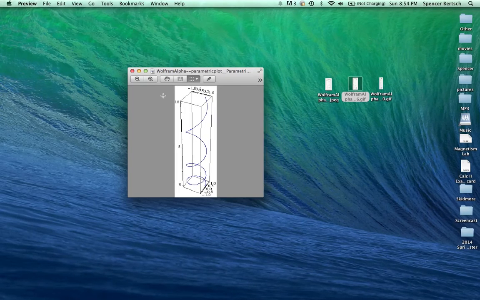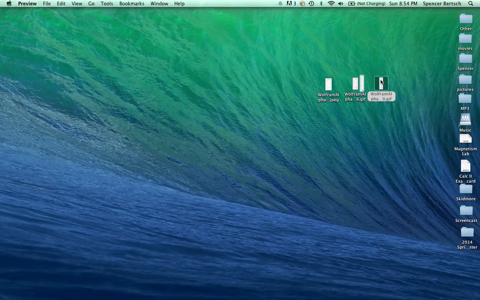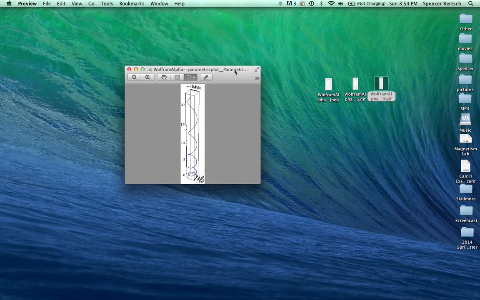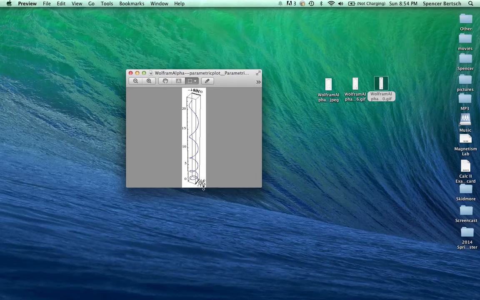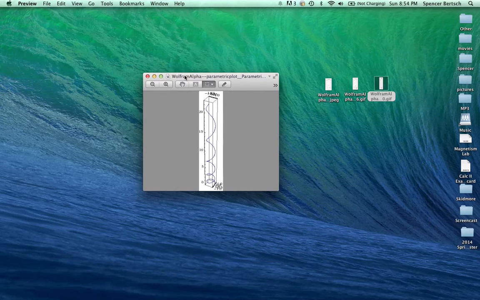It's a little bit more interesting. And then the last one, I think I made the upper bound 25. In this plot you can see really well how it's really tightly wound at the bottom and then goes out longer and longer at the top. So this is what the motion of the particle would look like if you applied a uniform electric field upwards in the z direction. Okay.